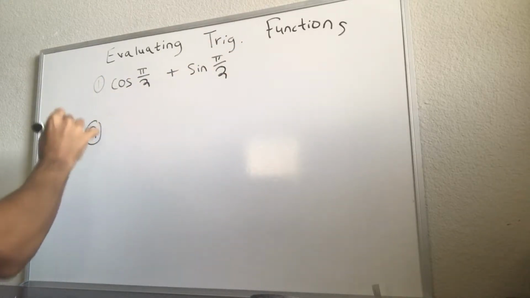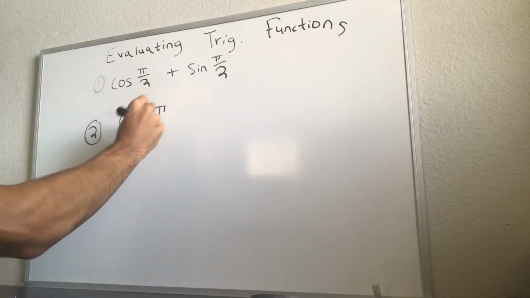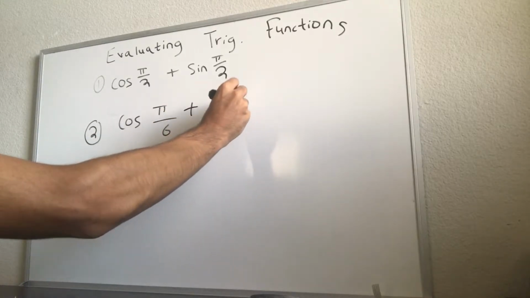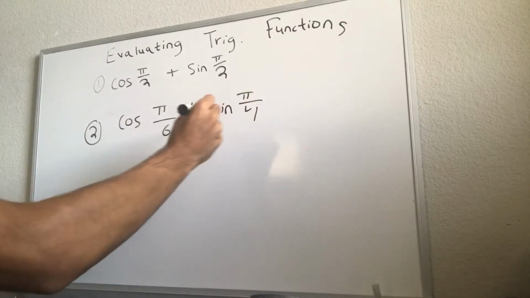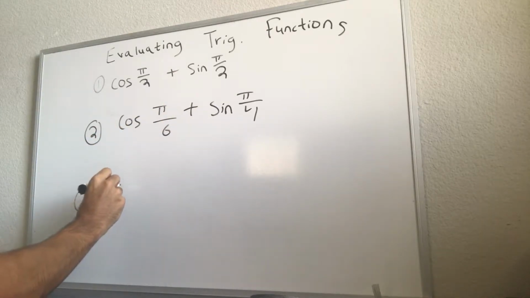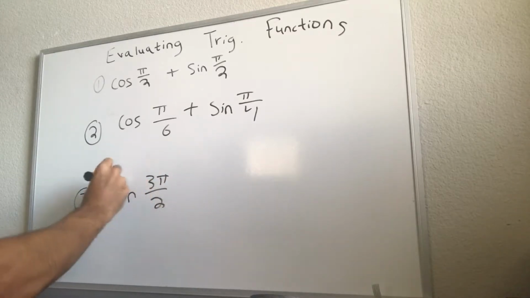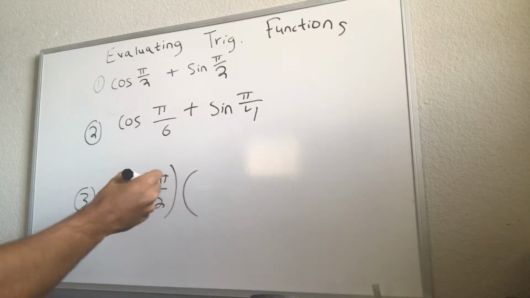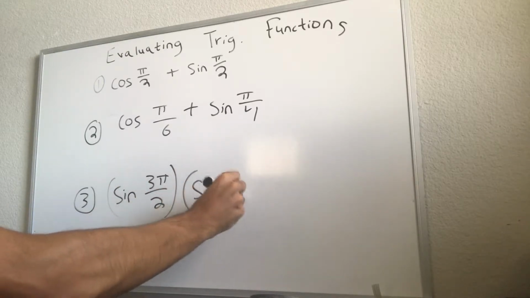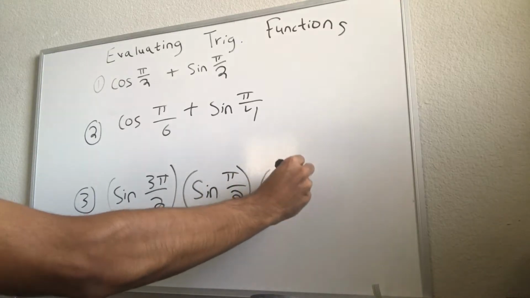And question number 2, we can look at something like cosine of pi over 6 plus sine of pi over 4. And then for question 3, we have something like sine of 3 pi over 2 times sine of pi over 2, and then times tangent of pi over 2.